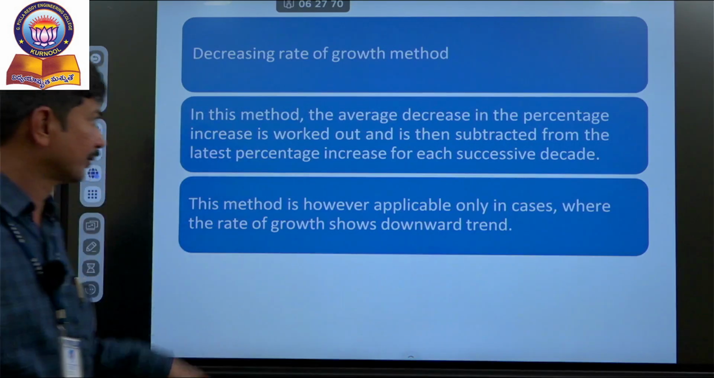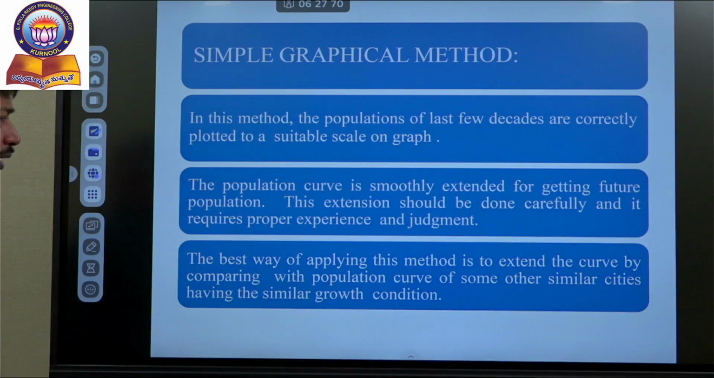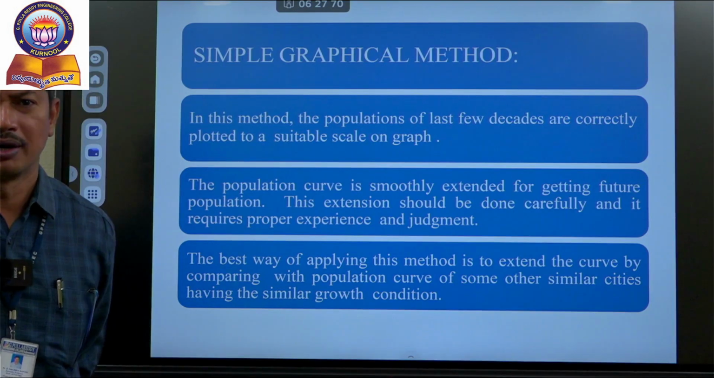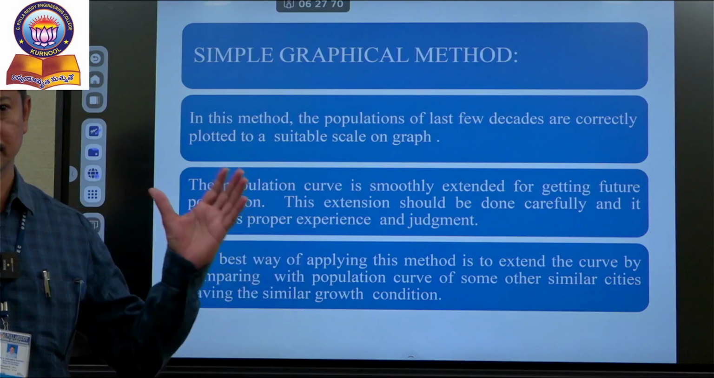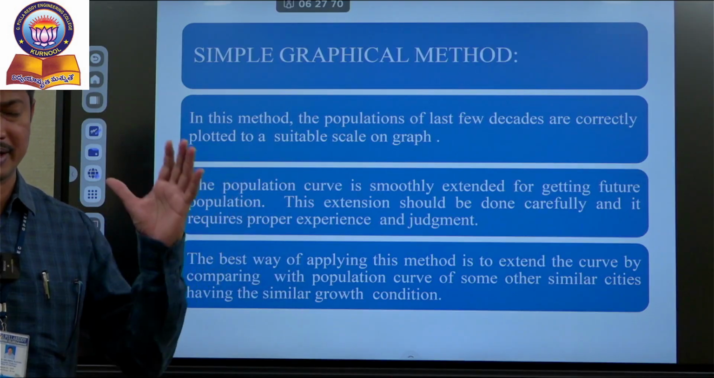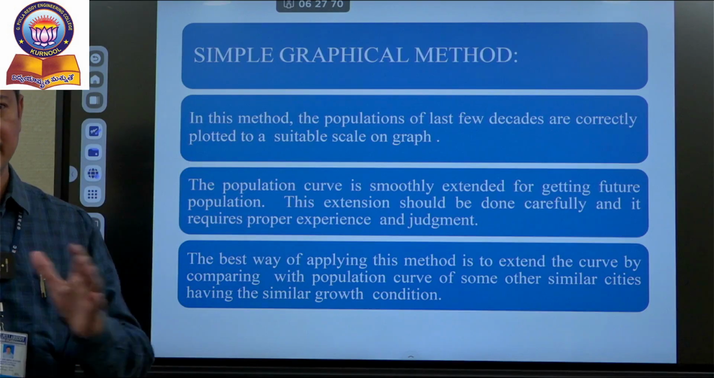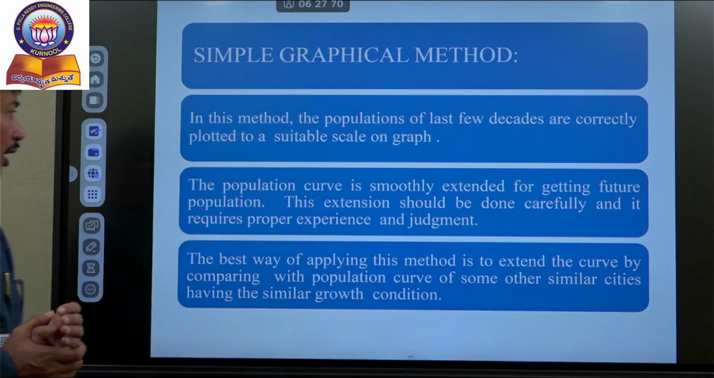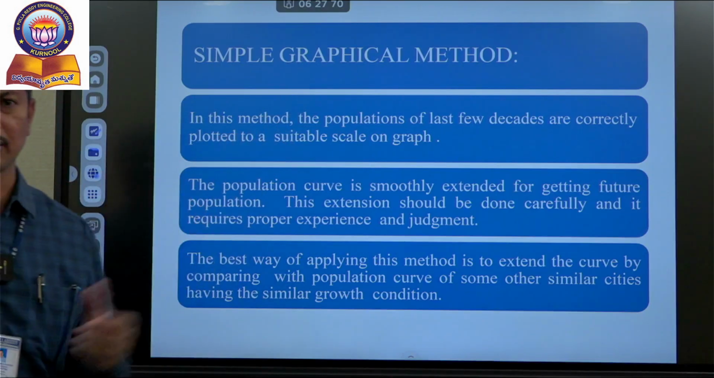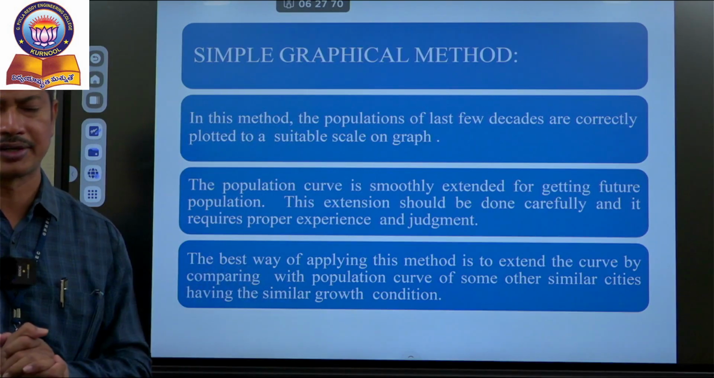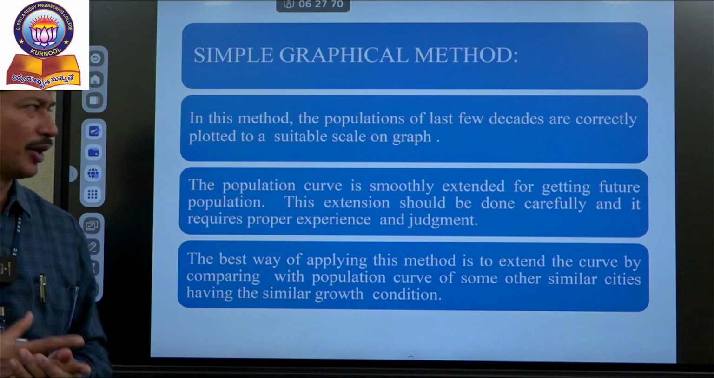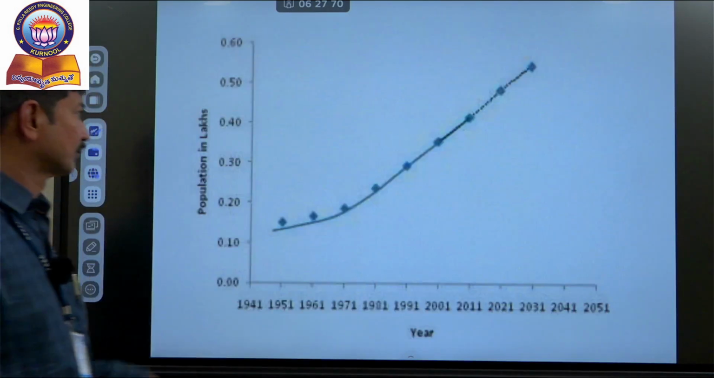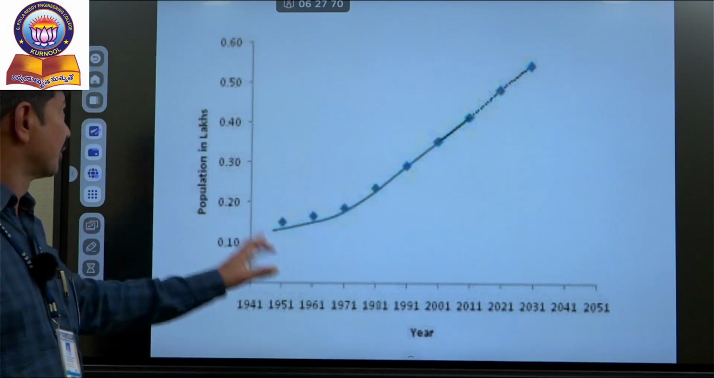Next, the simple graphical method, also called the graphical extension method. Here, using past population data, the x-axis is the census year and the y-axis is the population. We draw the graph based on past population data, then the graph is extended simply. Then we can predict the future population based on that. Very simple graphical method.